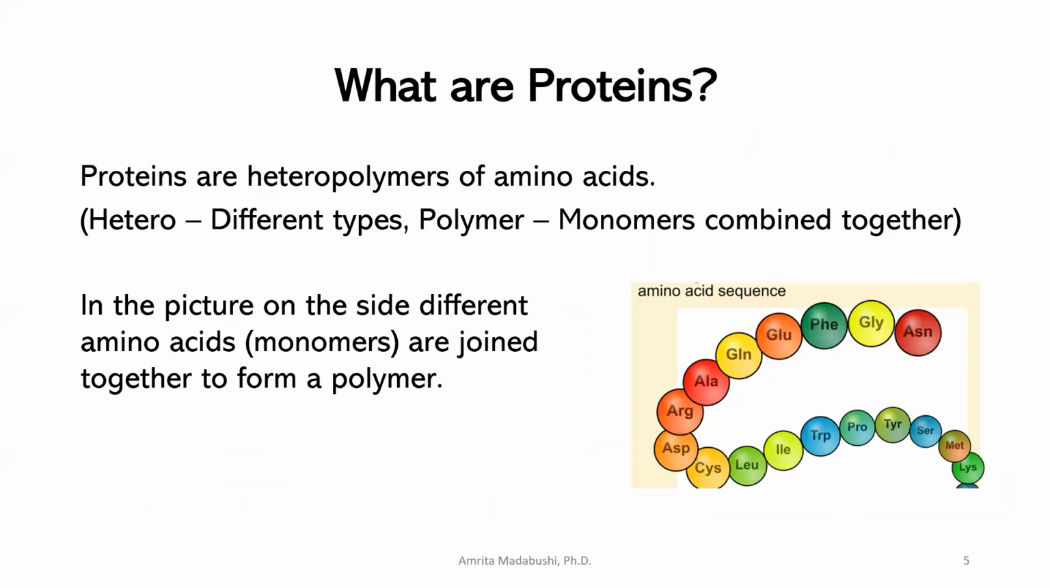So coming to the main topic, what is protein? Protein is a heteropolymer of amino acids. The word heteropolymer: hetero means different, and polymer means a combination of monomers. So it's a combination of monomers, but not just the same unit. It's not like glycogen or starch, which is a glucose repeating unit.